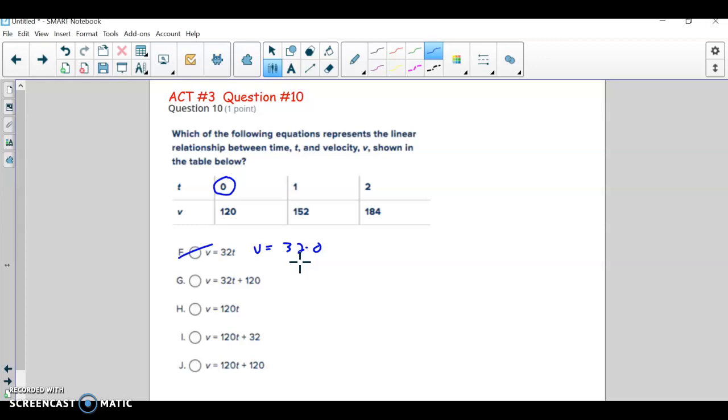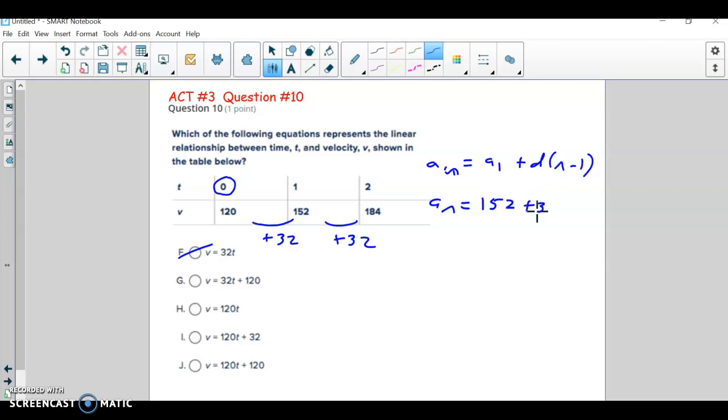All right, so another way is actually, this is the sequence thing we did before, where this is an arithmetic sequence because it's jumping up 32 each time. So we could use our arithmetic sequence formula, which says a of n equals a1 plus d times n minus 1. So in this case, a1 would be the 152. The common difference would be 32, and then n minus 1.